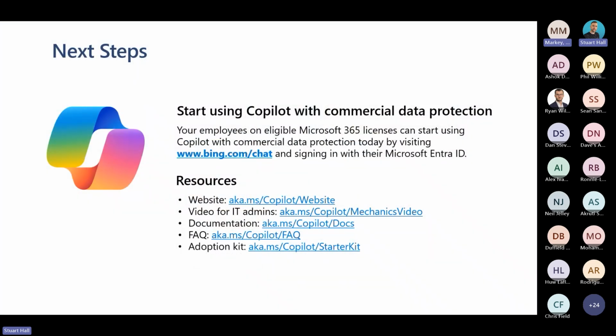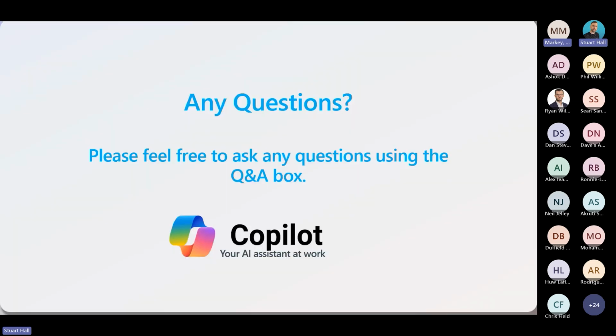Brilliant. And then it's on to the next step. So again, start using Copilot with the commercial data protection. We mentioned that element of Copilot is very much free. You can access it via www.bing.com/chat, or it's already within your browser. If you are in your Edge browser, you'll see a little Copilot logo up in the top right-hand side. There's a couple of resources here as well, which I'm sure will be shared within the follow-up of the session. But I'm going to hand back to Neil just to go through the last few bits.